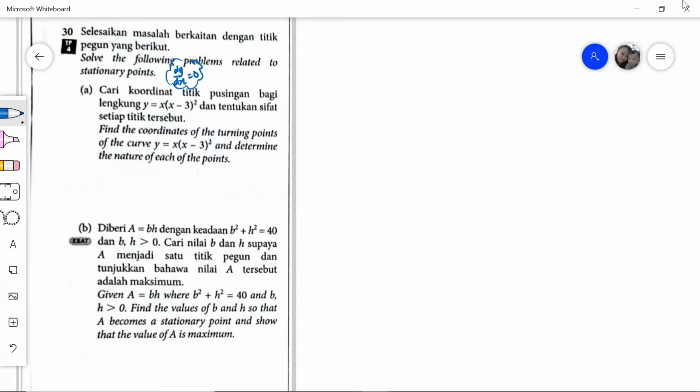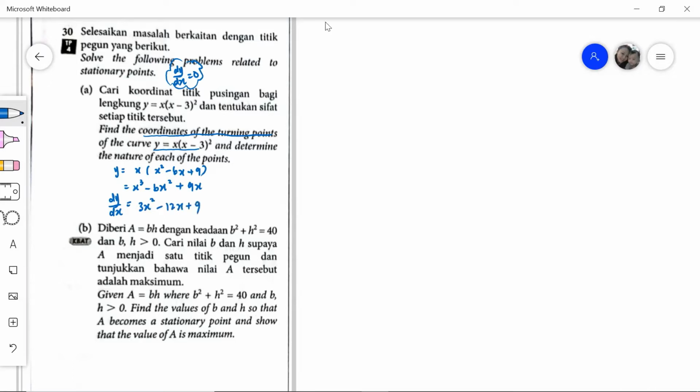Look at A, we have to find the coordinates of the turning points of the curve. We have the curve given and determine the nature of each point. In this case, instead of using the product rule, I prefer to expand first so that I can differentiate much easier. So x minus 3, when I expand it, I have x squared minus 6x plus 9. Therefore, I have x cubed minus 6x squared plus 9x. From here, I can find my gradient function, that is 3x squared minus 12x plus 9.